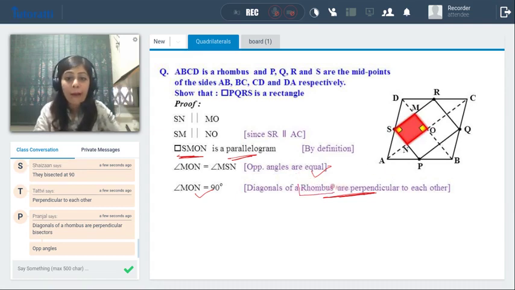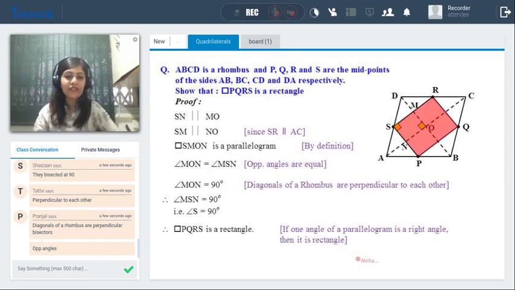Diagonals of a rhombus are perpendicular bisectors of each other. Hence, from these two steps, what do we understand? Angle MSN is also equal to 90 degrees. Yes, students, what do we get? MSN equal to 90 degrees. Angle S is 90. Now, in a parallelogram, if one angle is 90, then all angles are right angles and hence it becomes a rectangle.